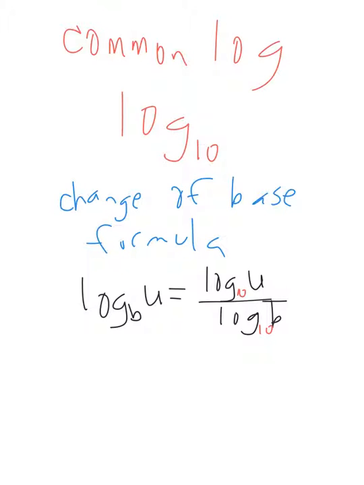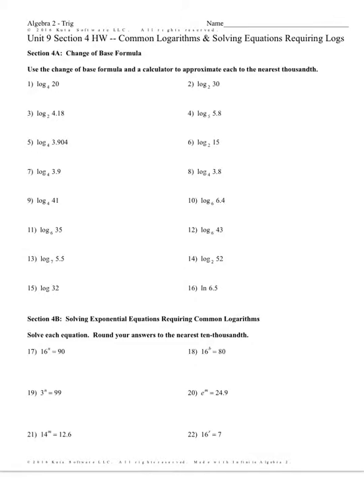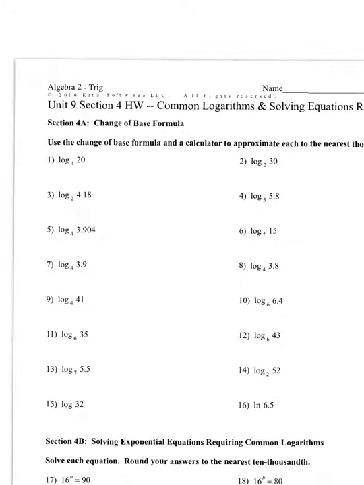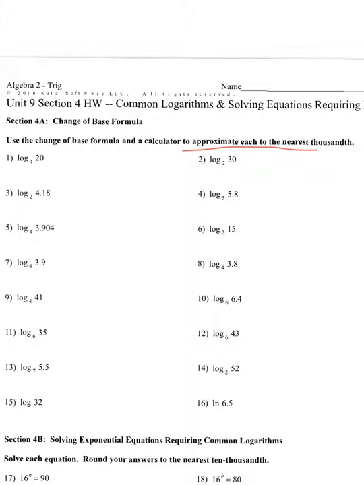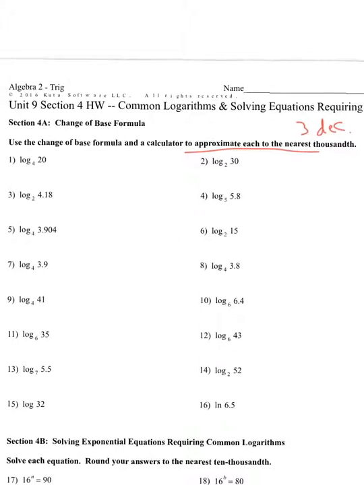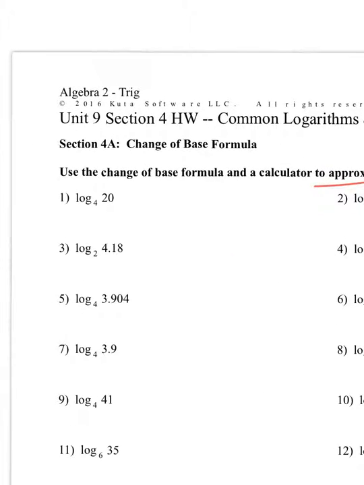So if we go to the next page, let me blow this up a little bit. We're telling you to use the change of base formula and a calculator to approximate to the nearest thousandth, and that nearest thousandth would be 3 decimal places. So this is really the u and this is the b when we're using our change of base. If you think about what we did earlier with logarithms, we're trying to say, okay, 20 is equal to 4 to what power?